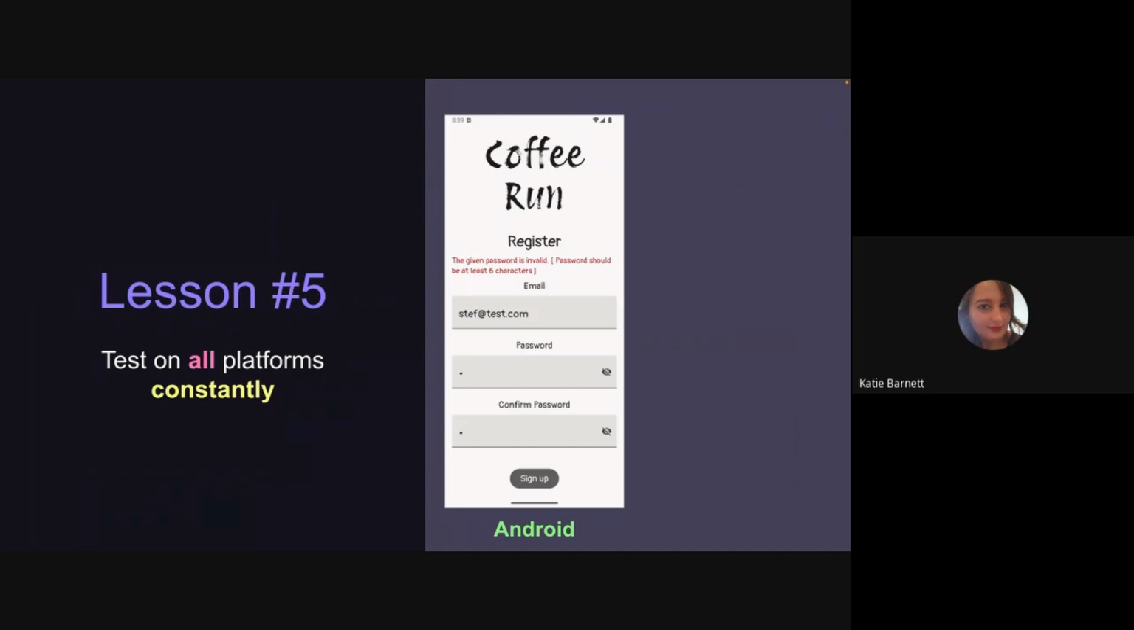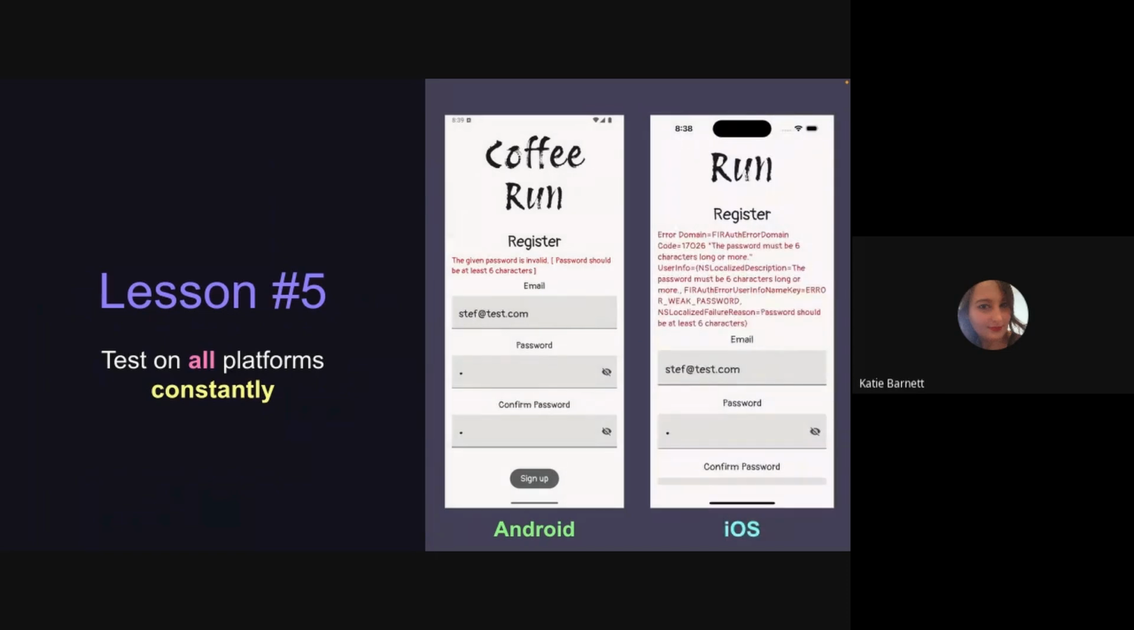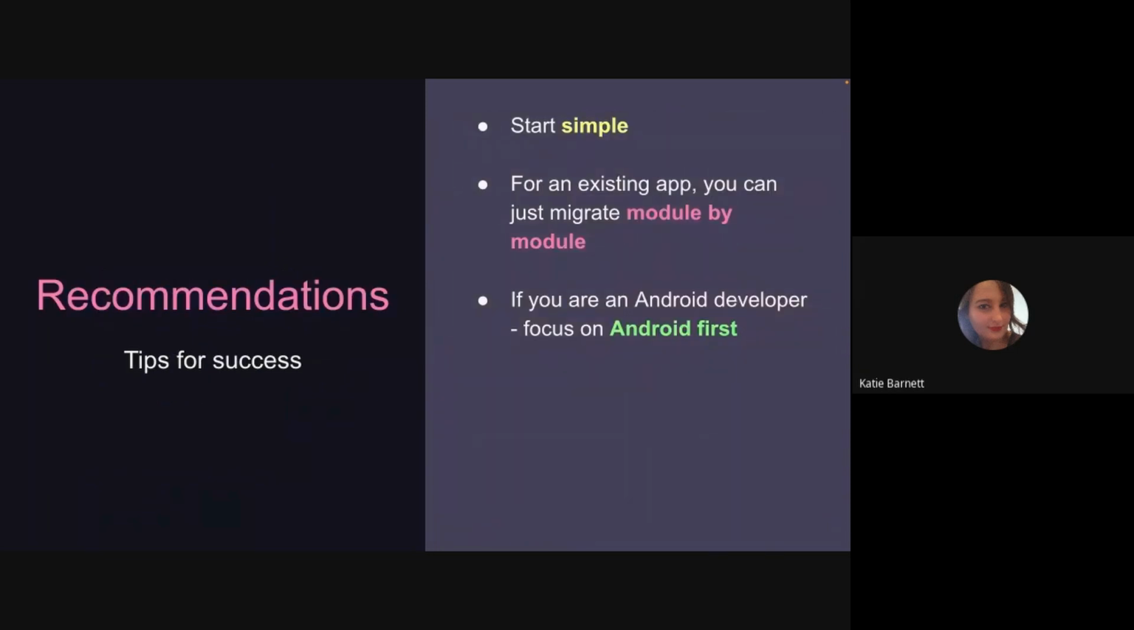I put in a small password. I got this password message. Yep, that looks great. When I tried it on iOS, I got this very, very ugly message. Definitely not what I want to show to the end user. I was like, why is that happening? It's using an API that is available for multi-platform. Well, the trouble was that it wasn't implemented the same for both platforms.